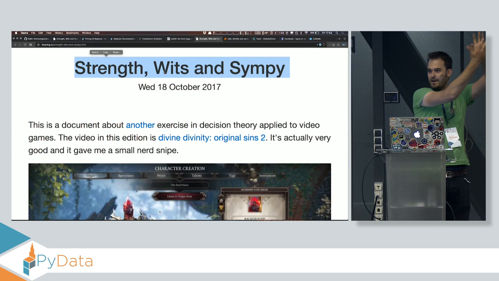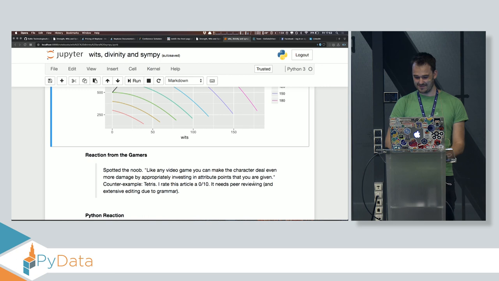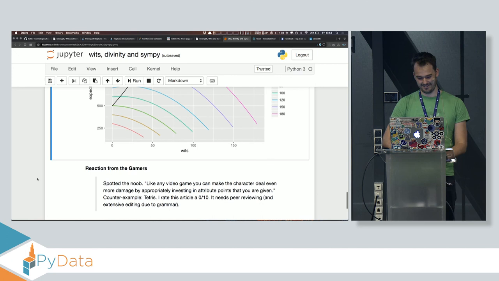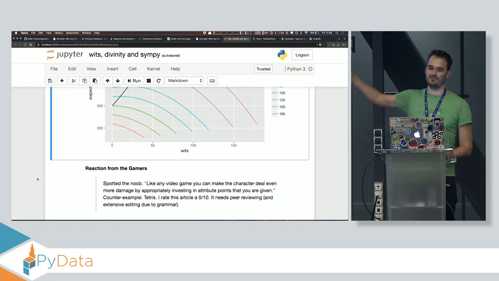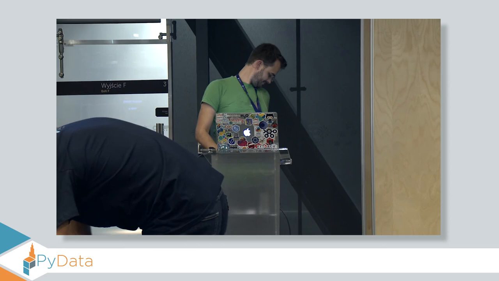I will quote you a comment from the gamers. Spotted the noob. I rate this article 0 out of 10. It needs peer reviewing and an extensive editing due to grammar. To explain to you how Reddit works, this was the response within 2 minutes. The Python response was, fantastic write-up, man. I had no clue SymPy would be this dope. Let's not change Python. Thanks.